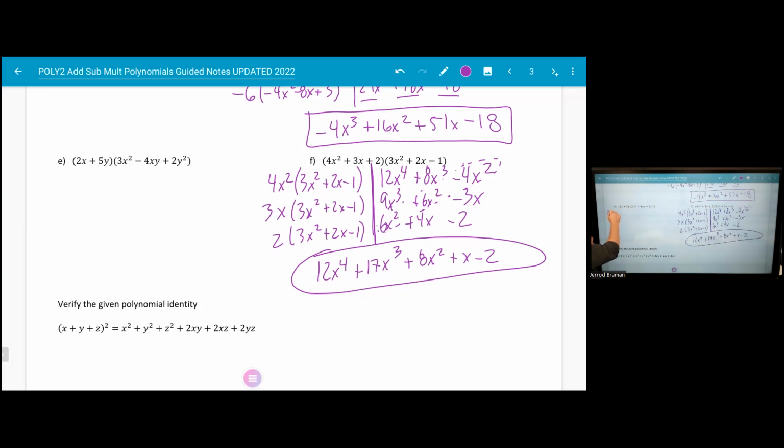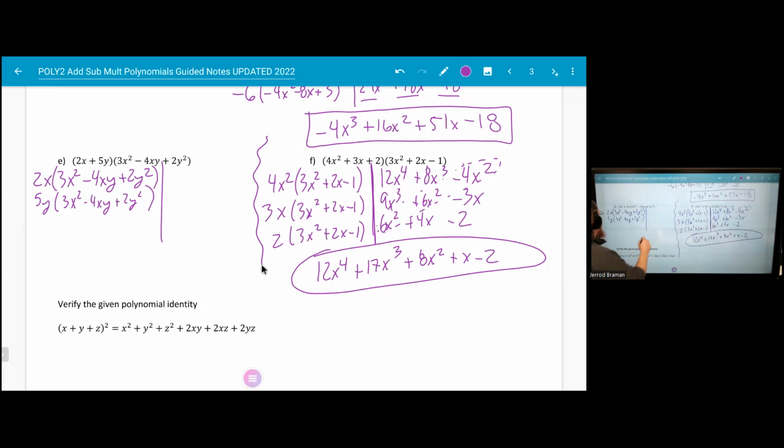So 2x times 3x squared minus 4xy plus 2y squared. And also 5y times 3x squared minus 4xy plus 2y squared. And when I do that, make sure I get in between problems here.